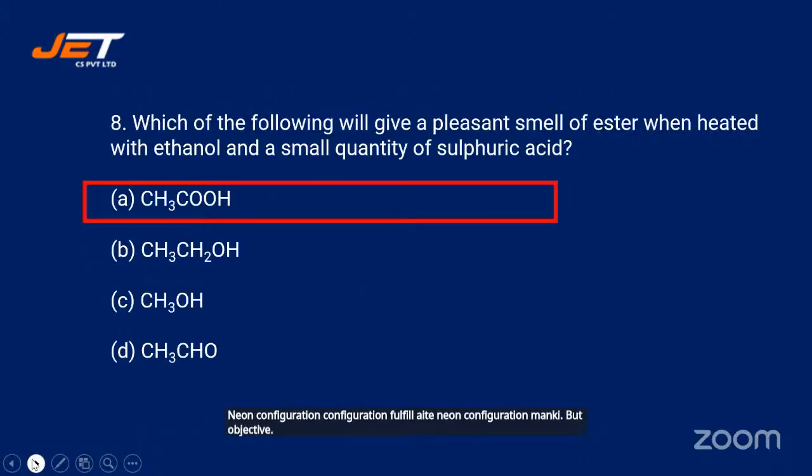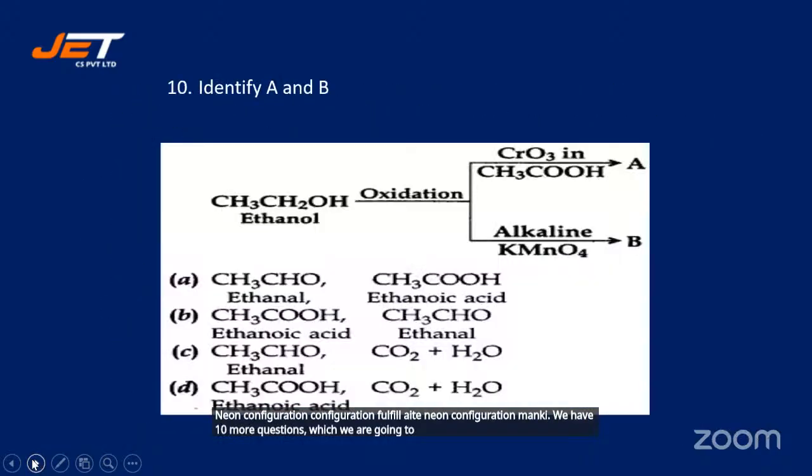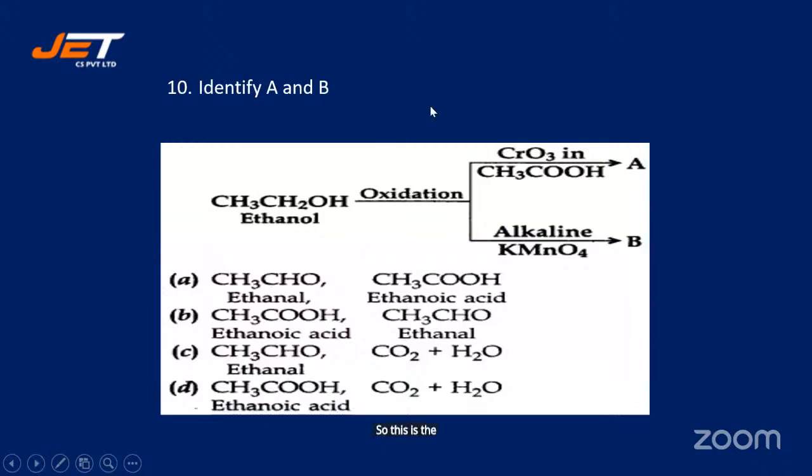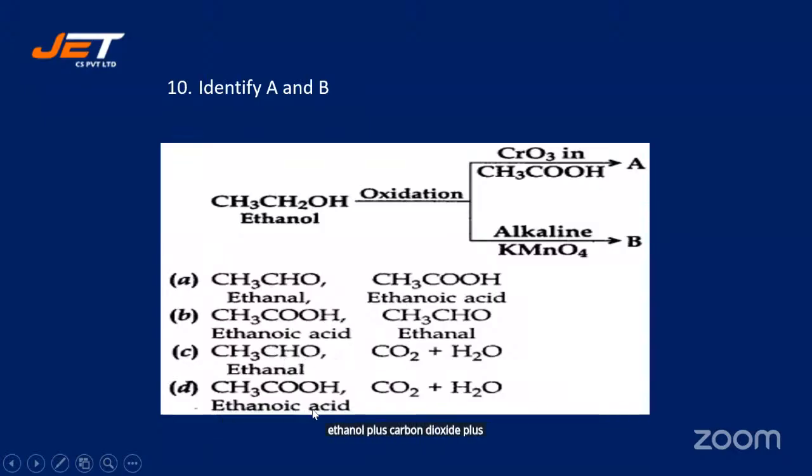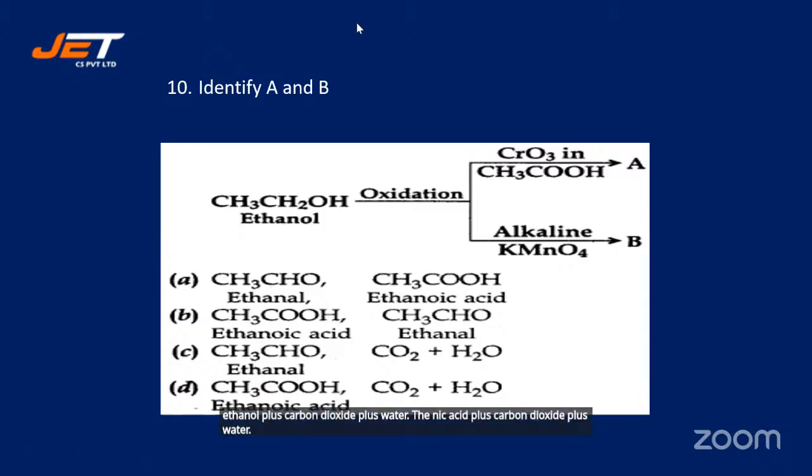We have 10 more questions which we are going to solve today. So this is the first question. Ethanol on oxidation in presence of chromium trioxide with acetic acid and alkaline KMnO4 gives rise to which two products? There are 4 options here. Ethanol and ethanoic acid, ethanoic acid and ethanol, ethanol plus carbon dioxide plus water, ethanoic acid plus carbon dioxide plus water. Let us see who will answer this question.